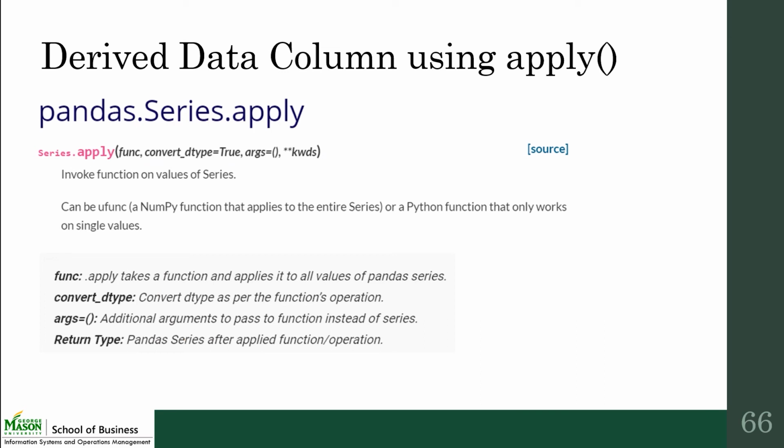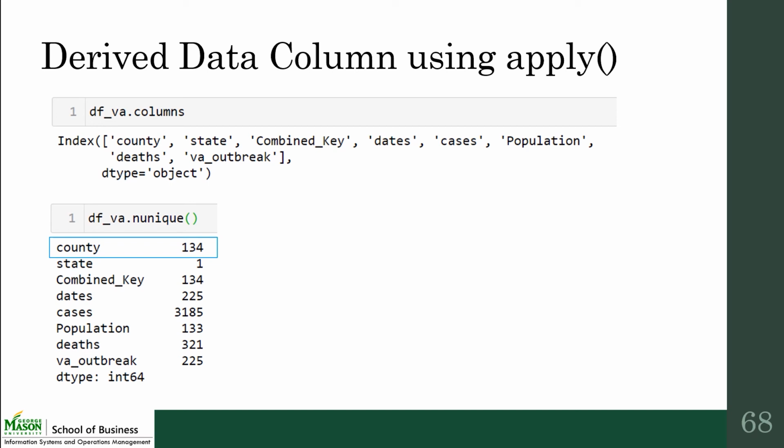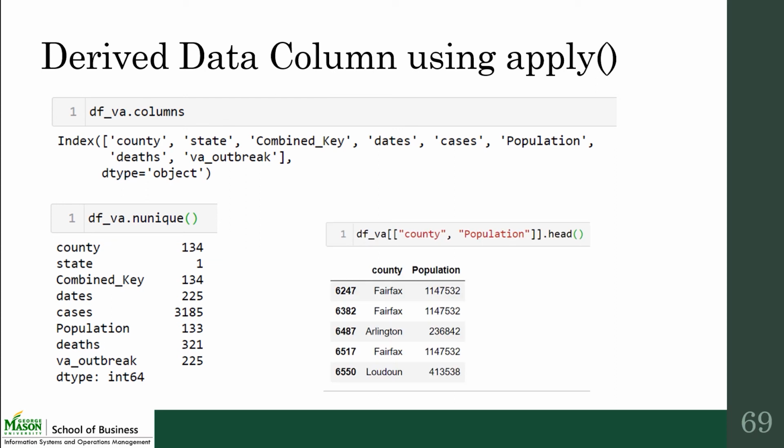One last example of creating derived data columns is using the apply method. This method takes a function as an argument that could read or manipulate each element in a data column. To demonstrate, we'll make use of Virginia's data frame, which contains several columns. Using the nunique method on the data frame provides some insight to the unique or distinct values in each data column. There are 134 different counties in this data frame. Here is a subset sample examining the county and population columns.